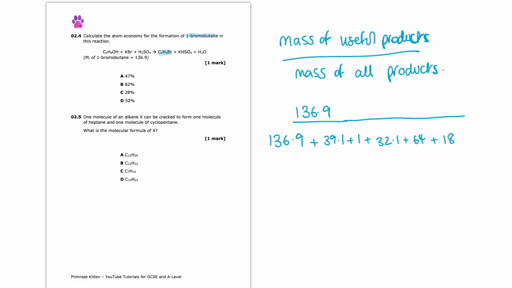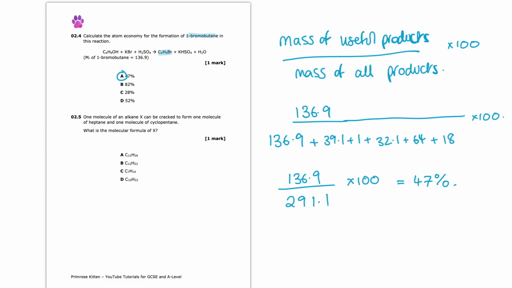So if we tally up all of that on the bottom, we end up having 136.9 over 291.1. Because all of the answers are in percentages, we're going to turn this into a percentage by timesing it by 100. Normally atom economy is given as a percentage. So if we tap that into a calculator, I make that 47%, which if we look at the answer options, you can see that is A.